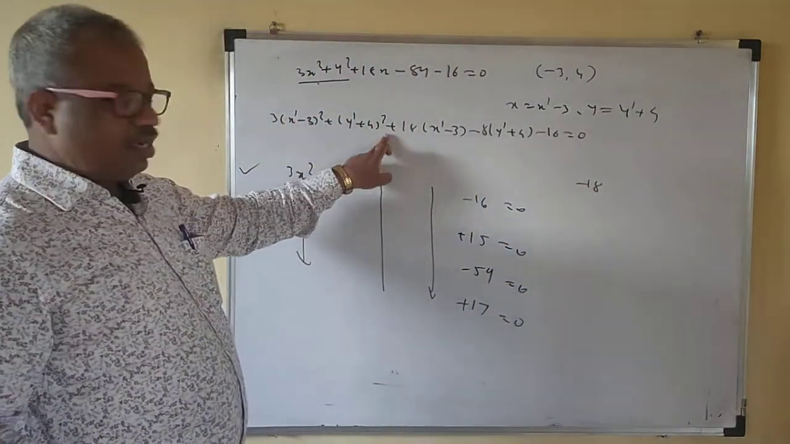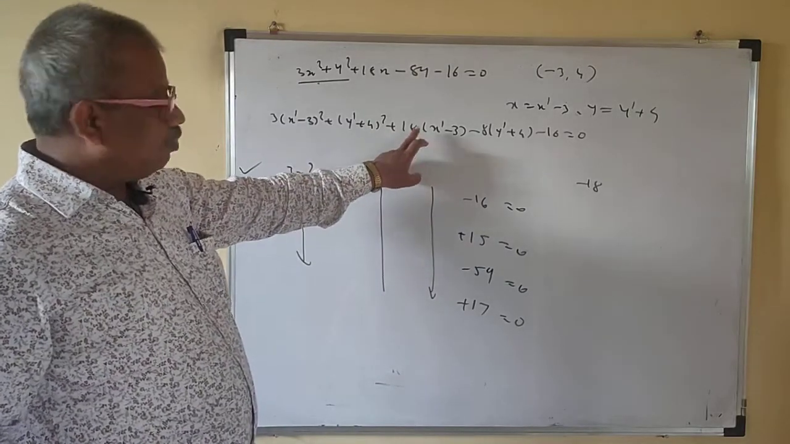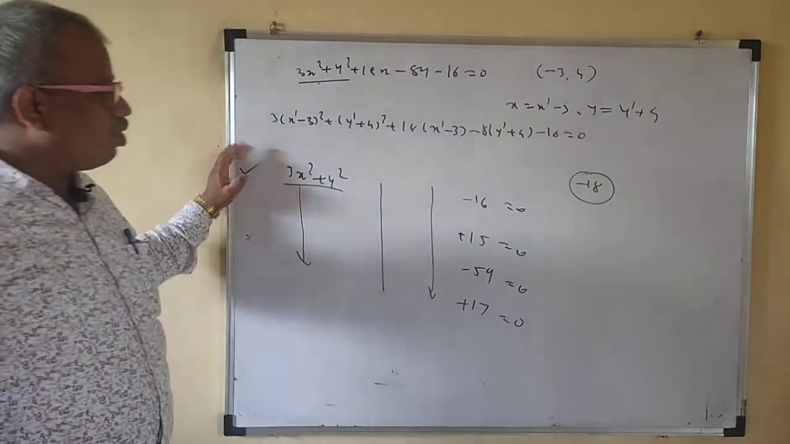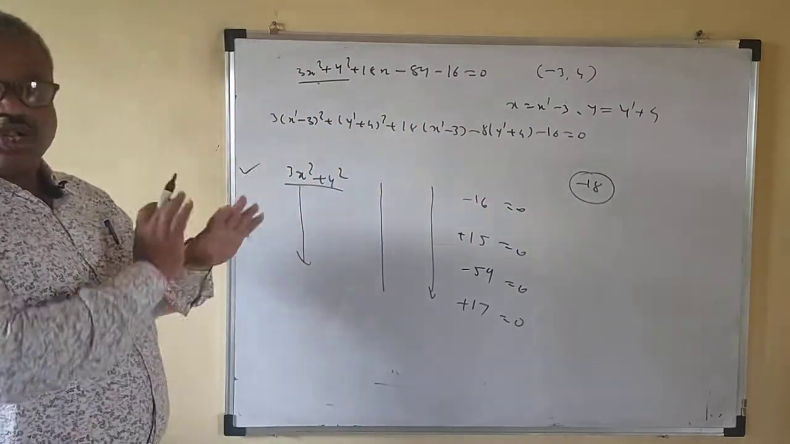So plus 18 and minus 18, x is 0 here. Your x coefficient is 0. Easily you can find this. No need to expand this.